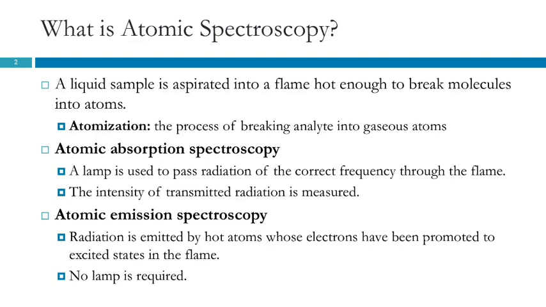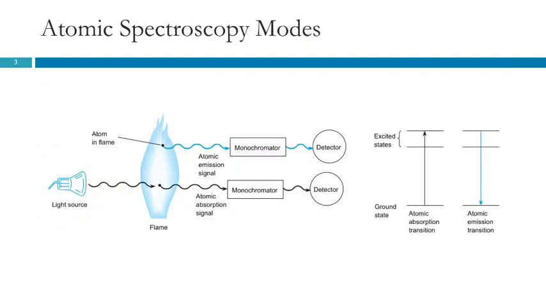In atomic emission spectroscopy, we're looking at the radiation that's emitted by the hot atoms. The heat from the flame is exciting them, and then their electrons, when they come back down to a lower state, emit radiation, and that's what we're measuring. So for emission spectroscopy, there is no lamp required. This gives an overview of the two different modes.